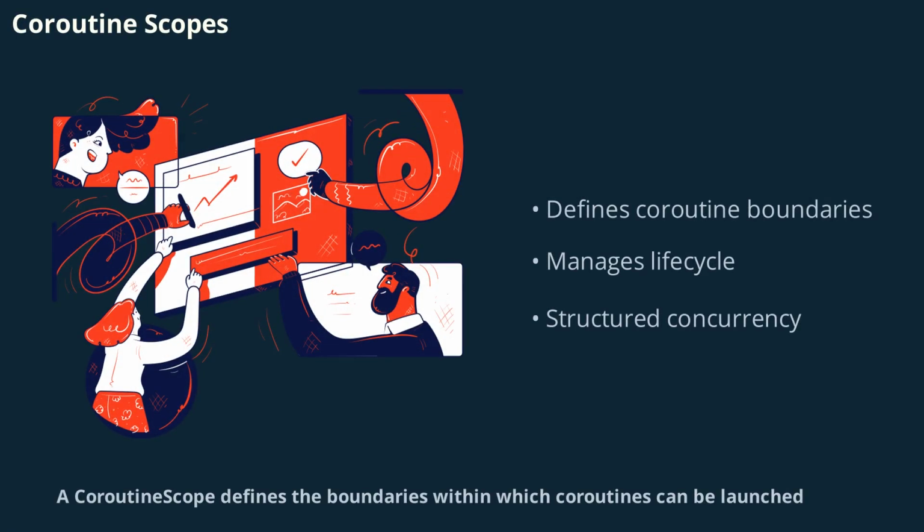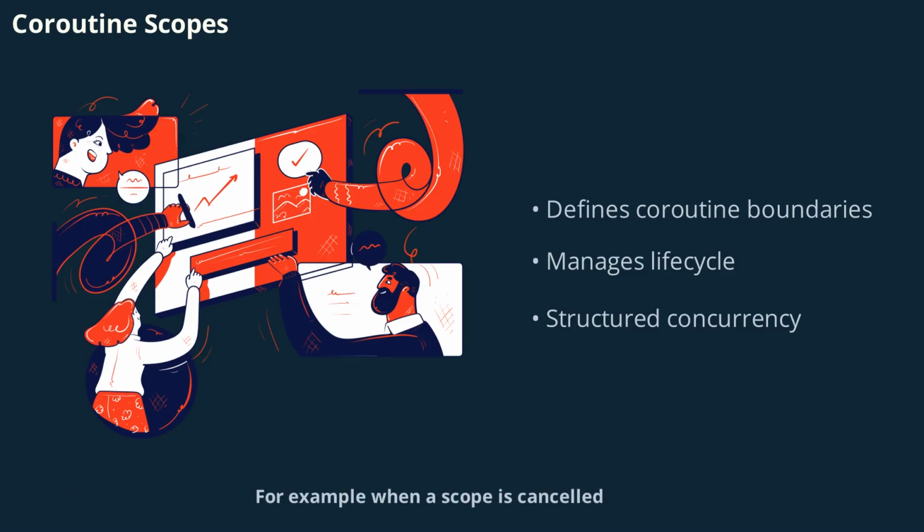Coroutine scope defines the boundaries within which coroutines can be launched. It helps manage the lifecycle of coroutines and enforces structured concurrency. For example, when a scope is canceled, all coroutines launched within that scope are also canceled. Common scopes include global scope, which lives for the entire application, and user-defined coroutine scope, which can be tied to specific components like activities or fragments.